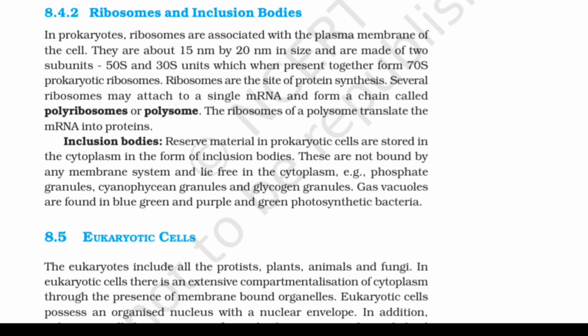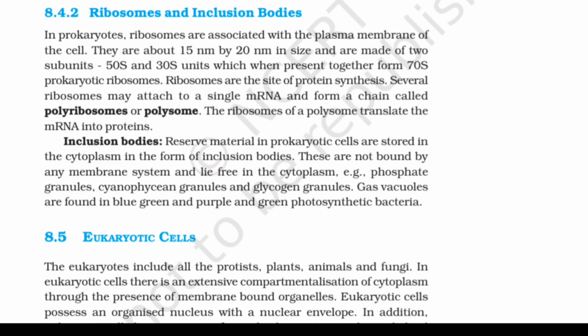Ribosomes and inclusion bodies. In prokaryotes, ribosomes are associated with the plasma membrane of the cells. They are about 15 nanometer by 20 nanometer in size and are made of two subunits, 50S and 30S units, which when present together form 70S prokaryotic ribosomes. Ribosomes are the site of protein synthesis. Several ribosomes may attach to a single mRNA and form a chain called polyribosomes or polysome. The ribosomes of a polysome translate the mRNA into proteins.